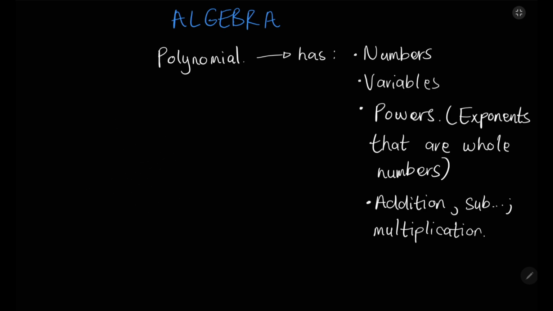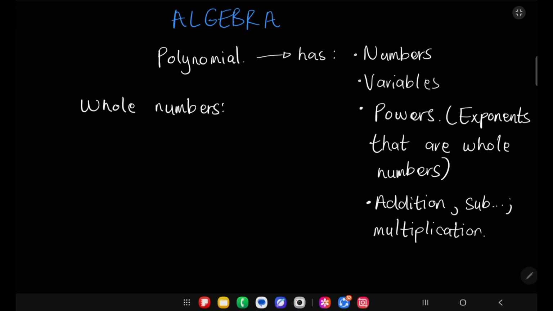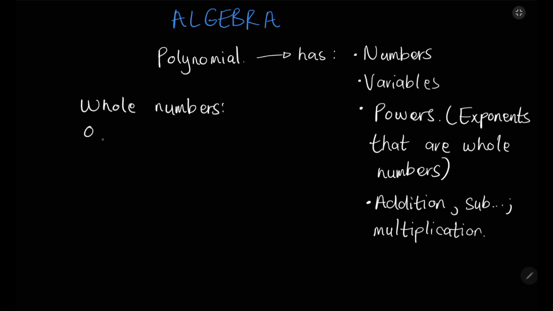And just to remind you guys, what are whole numbers? Because I said polynomials should have whole numbers. Whole numbers are numbers from 0, 1, 2, 3, 4, 5, 6, 7, 8, 9, 10. Every number that comes after 1 is a whole number.